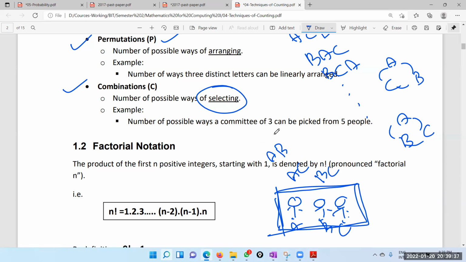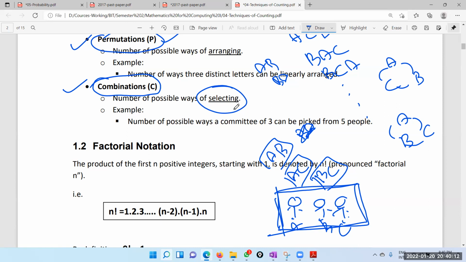Now there is no arranging here. Whether AB came or BA came makes no difference. It's just AB. In arrangement, AB is one arrangement and BA is another. So that is arrangement, but this is just selection. So here you have 3 selections: AB, AC and BC. Those are called combinations. We are going to do that part secondly.